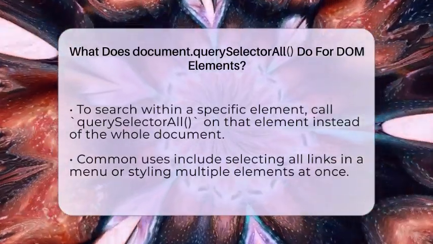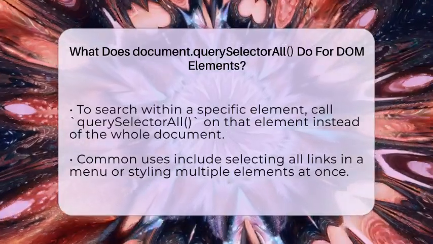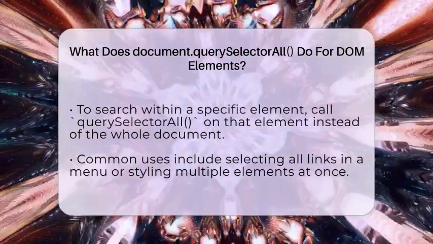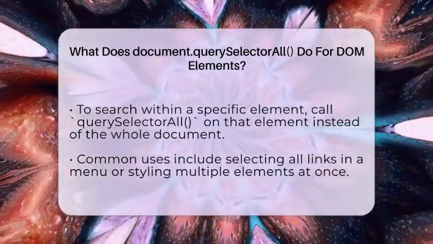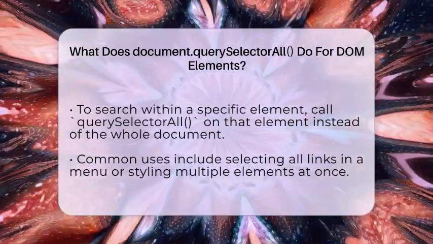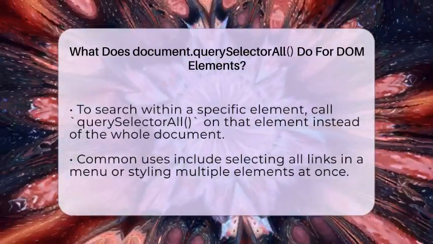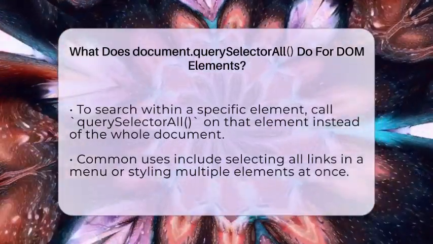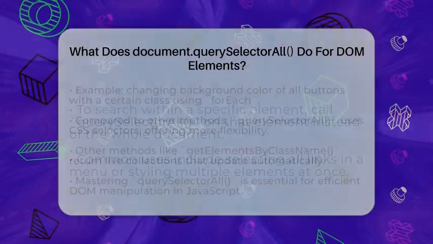For example, if you want to change the background color of all buttons with the class primary, you can write a simple code snippet like this. const buttons = document.querySelectorAll('.button.primary'); buttons.forEach(button => { button.style.backgroundColor = 'blue'; }); This code finds all buttons with the class primary and makes their background blue.